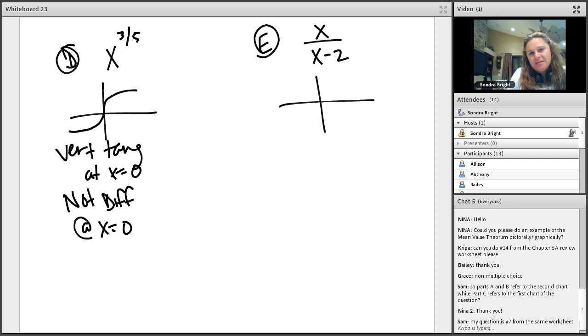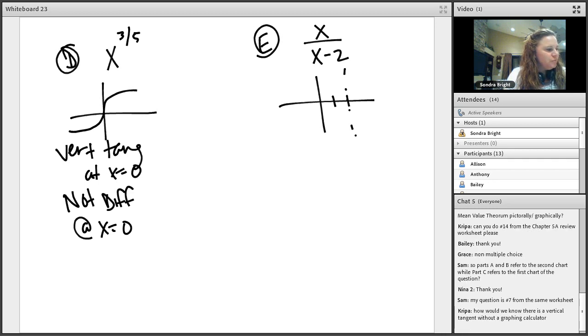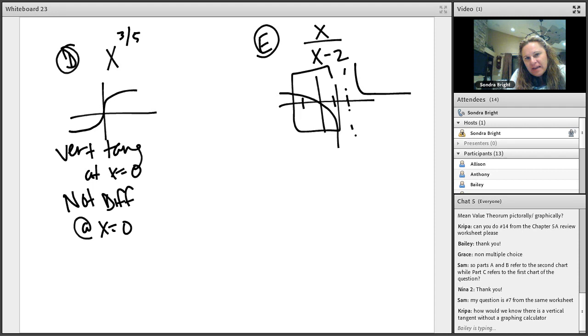This guy has a vertical asymptote at 2. It's going to look like this and like that, something like that, right? I think it's a shift up, but the only thing you're caring about is from -1 to 1. So this one is okay. This one is continuous and it's differentiable.